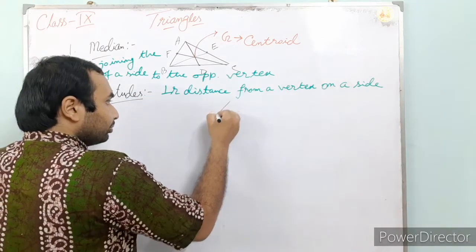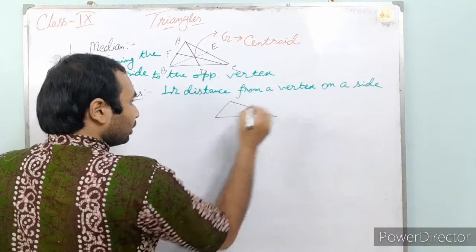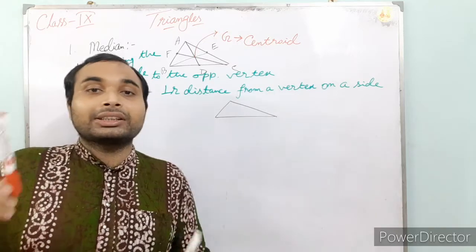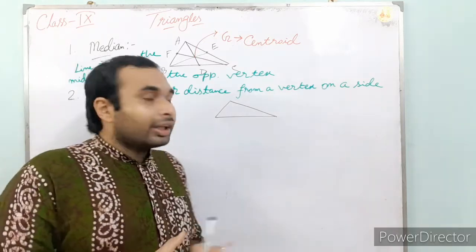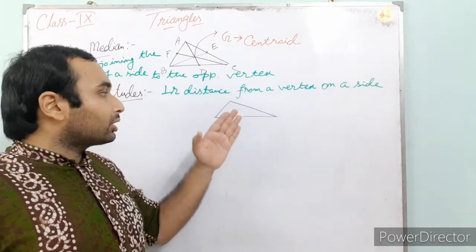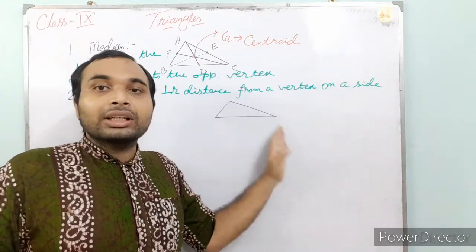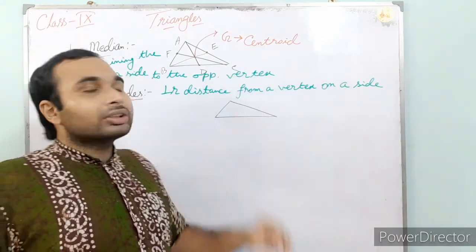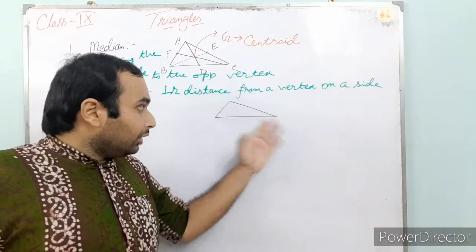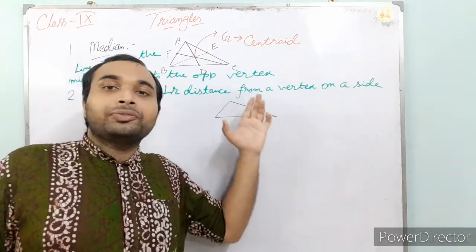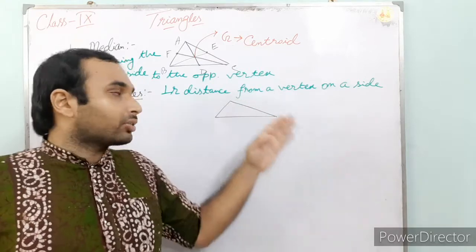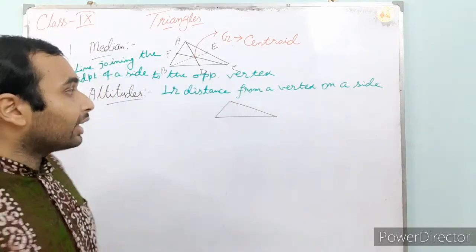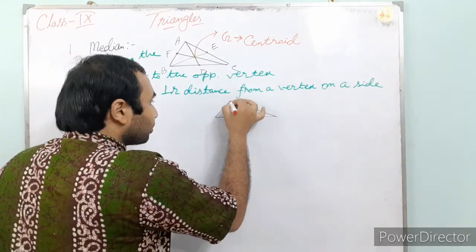Suppose this is a triangle. I am taking the scalene triangle. I told you in class 7 that generally we take the scalene triangle because it doesn't have any conditions. It is conditionless. Only one condition is there, that no sides and no angles will be the same. So if we prove any result on this one, then obviously it will apply to any triangle. It is the general one.